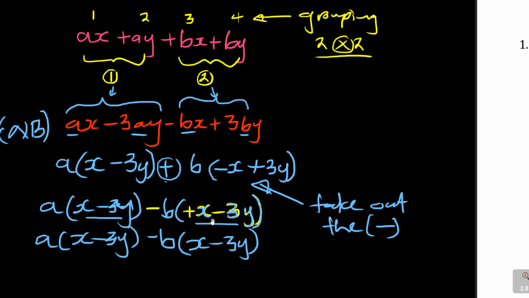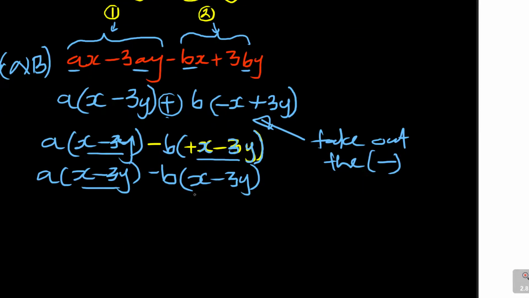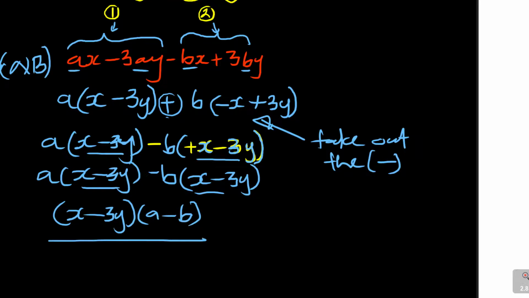And then I can now write my final answer. The brackets are matching. I've got x minus 3y, and then the other one is a minus b. Alright, then this is the answer. And then you're good to go. You get your 2 marks. Alright, so that is that.